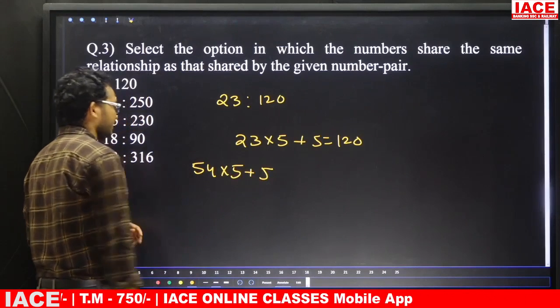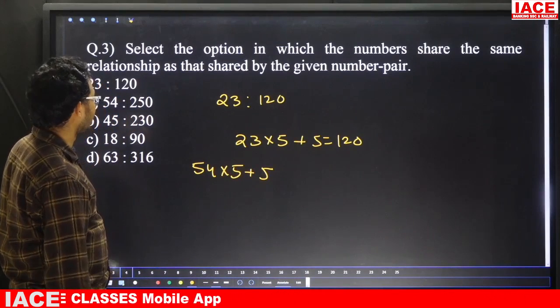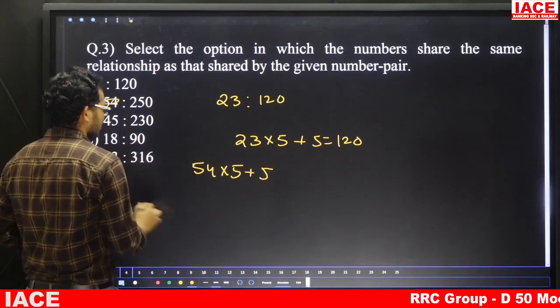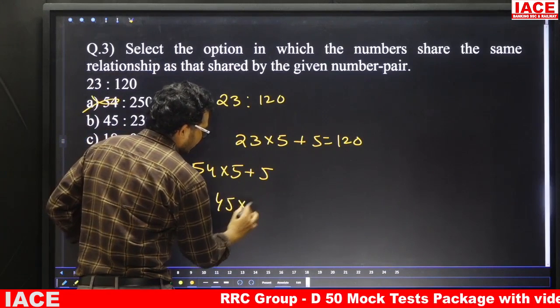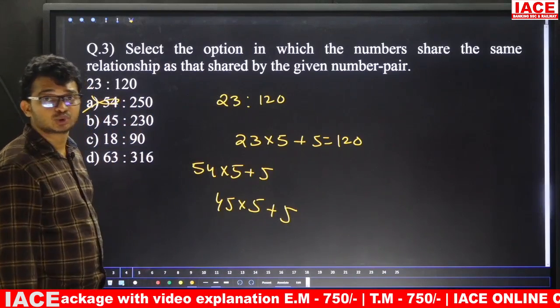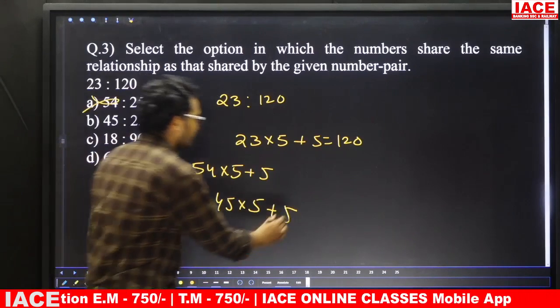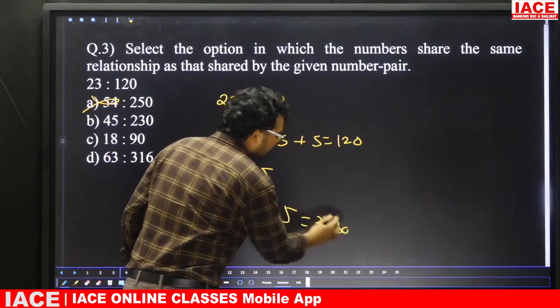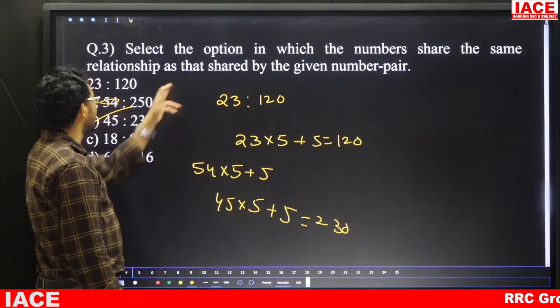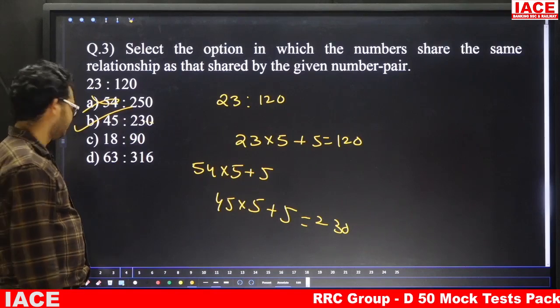This one gives 250, next 275, but our requirement is 250. First option, no chance. Second option, 45 into 5, next plus 5. Friends, 45 into 5 is what? 225, plus 5 is what? 230. That means here into 5 plus 5. Which of the following has it? Option B has the same logic as the given pair. So the answer is option B.